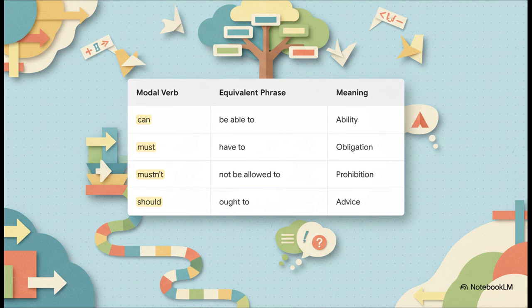Okay, last tool in this section, I promise. Let's talk about modal verbs. You know, those little helper verbs like can, must, and should. The great thing is, a lot of these have equivalent phrases you can just swap in. Like, instead of saying "you mustn't park here," you could say "you are not allowed to park here." It means the same thing. It's just another fantastic way to have more options when you're speaking or writing.